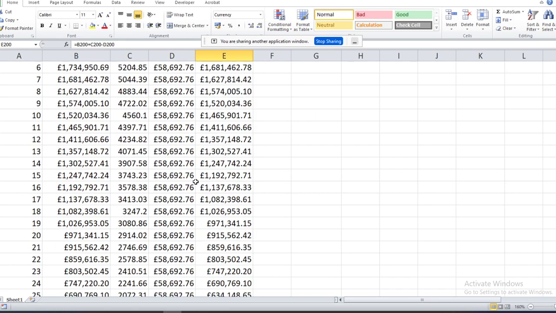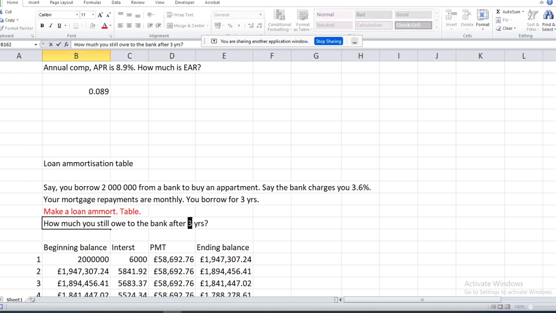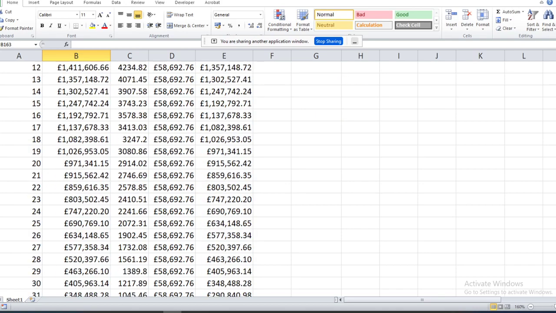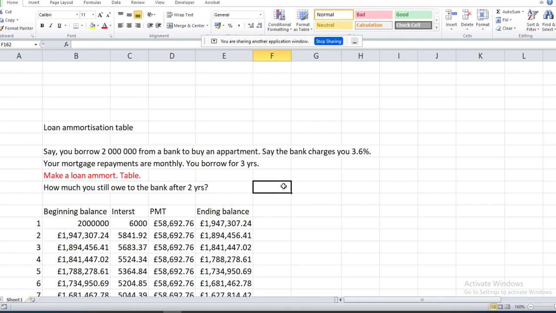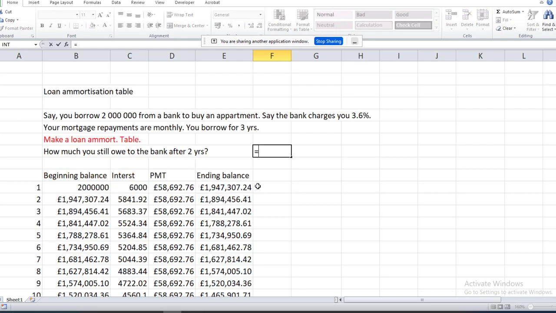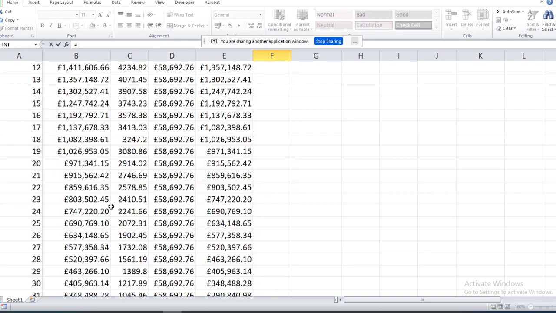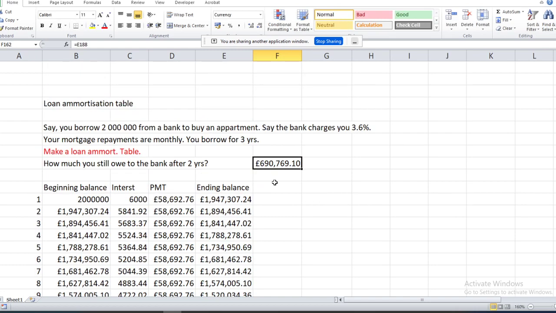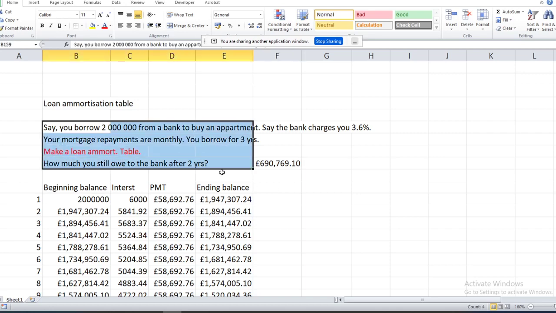Of course, you owe him 0. So let's change the question at the end of 2 years. 2 years is 24 months. So at the end of month 24, at the end, you still owe to the bank $690,779.1. Okay, so the answer here equals the ending balance after 24 months. Enter. That's the answer.